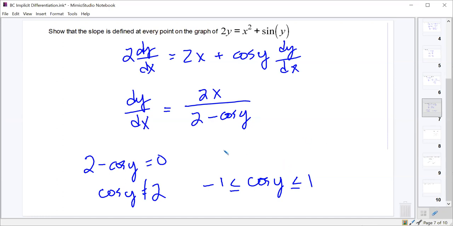Easy enough? Everybody feel all right about that? All right. Cool. Now, what if I asked you to find the second derivative of this?